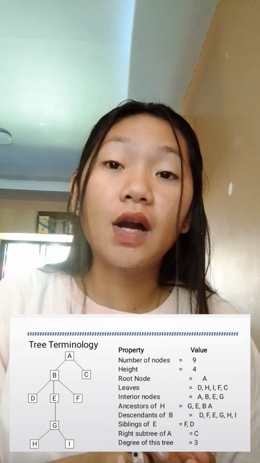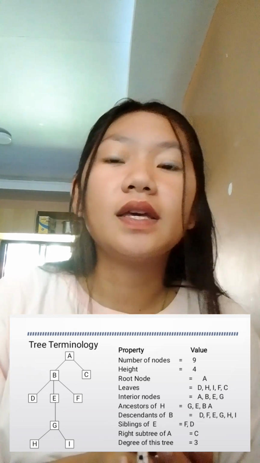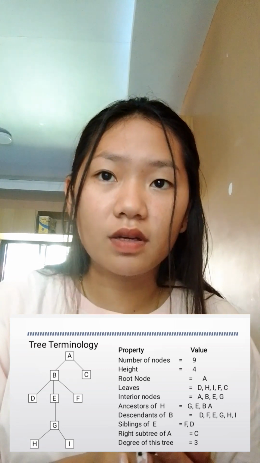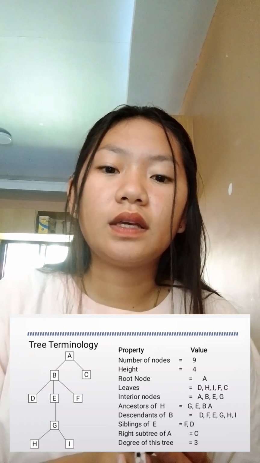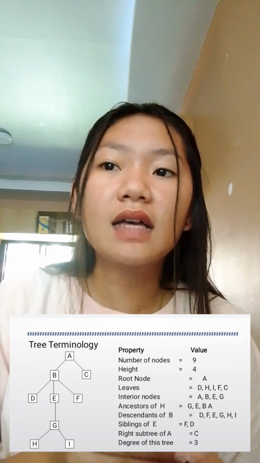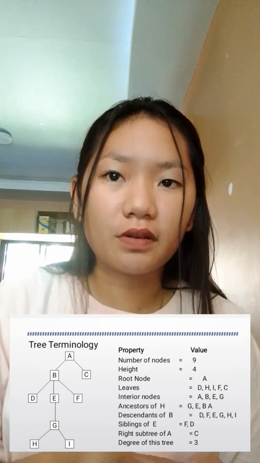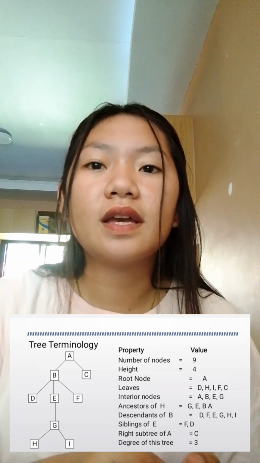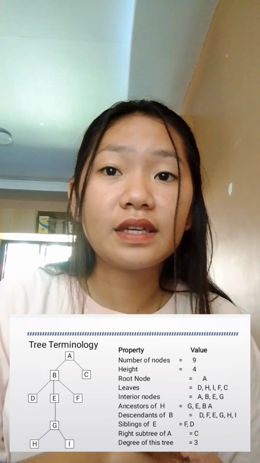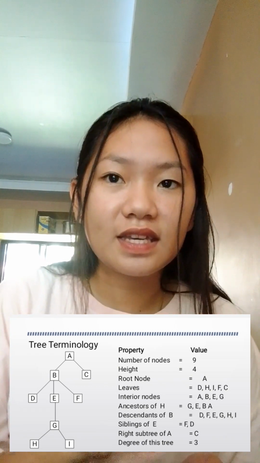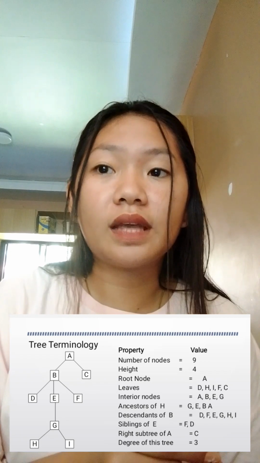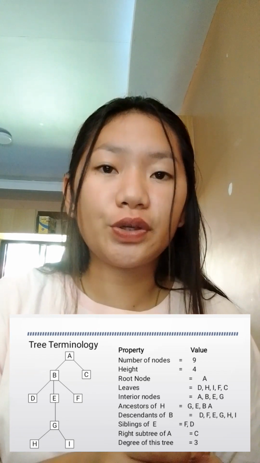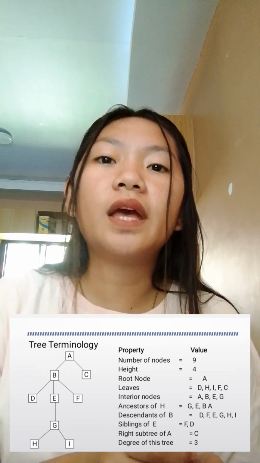The next is the root node. The root node is the letter A because it is the node without a parent. Next, we have leaves. The leaves here are D, H, I, F, and C. Those are the leaves. Next is the interior nodes. The interior nodes will be H, B, A, and G.